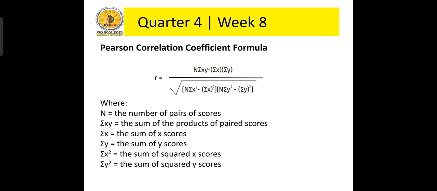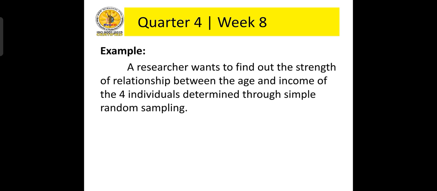So, the formula for Pearson correlation coefficient is shown, where n is the number of pairs of scores, summation of xy, the sum of the products of paired scores, summation of x, the sum of x scores, summation of y, the sum of y scores, summation of x squared, the sum of squared x scores, and summation of y squared, the sum of squared y scores.